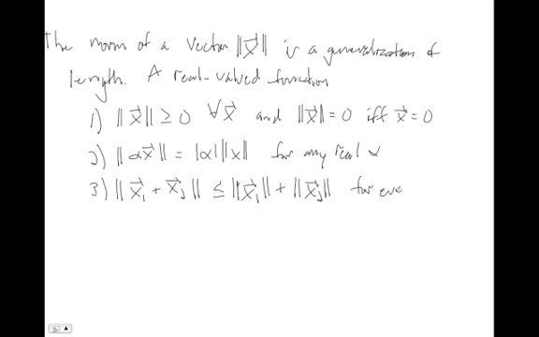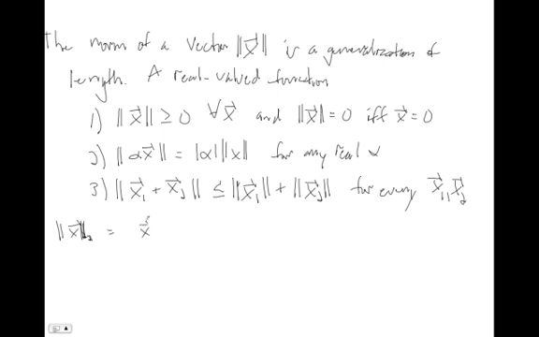For every x1 and x2. So if you meet these 3 things, if all of these things are true, then you've just created a valid norm of a vector. So the norm we're most familiar with is the 2 norm, which corresponds to vector length. I meant to have this little 2 on the outside. So the 2 norm, and it's defined like this.